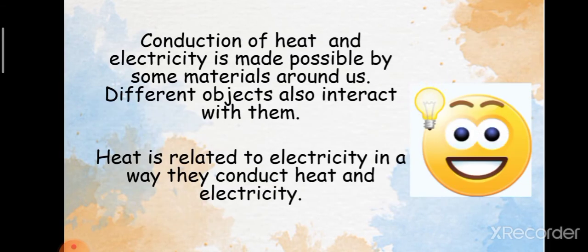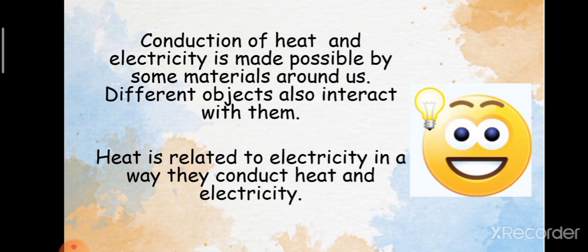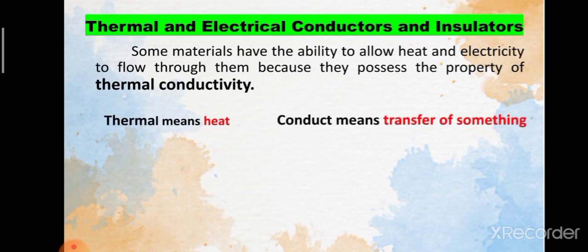Conduction of heat and electricity is made possible by some materials around us. Different objects also interact with them. Some materials have the ability to allow heat and electricity to flow through them because they possess the property of thermal conductivity. Thermal means heat, and conduct from the word conductivity means transfer of something. It can be heat or electricity.